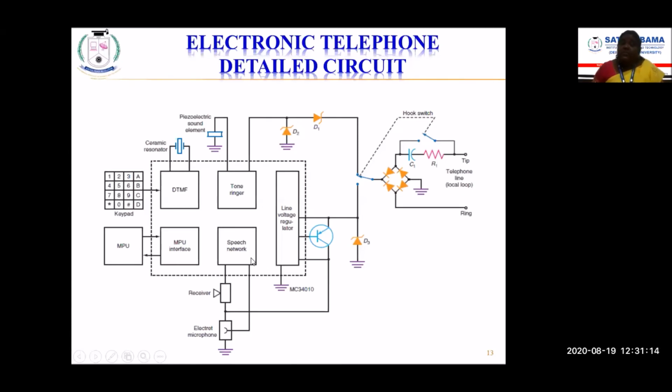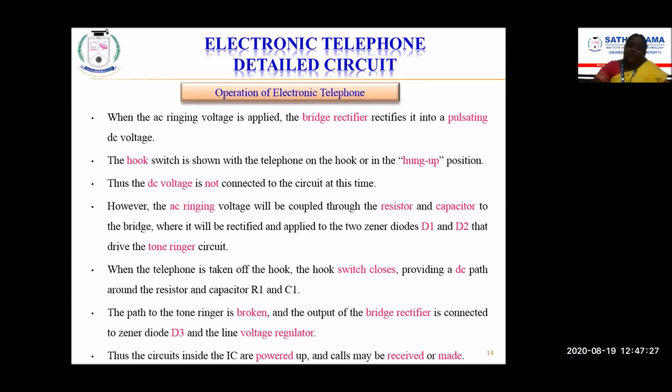The speech network implements signal processing, DSP processing, for filtering, and there will be some amplifiers for amplifying the sound. Okay, so these are the basic operations of a standard electronic telephone with a detailed circuit explanation. Hope you have understood. So that is about the operation of the standard electronic telephone. All the circuits will be powered up by the voltage supply coming from the telephone exchange through the local loop.